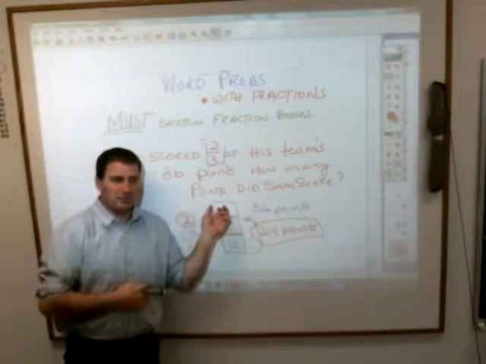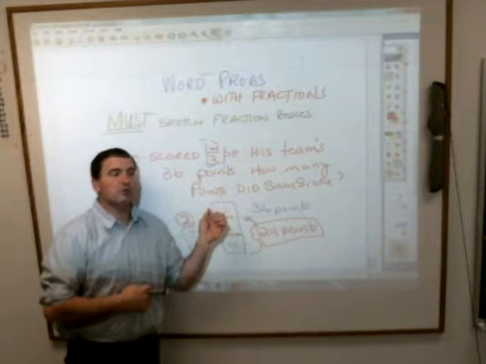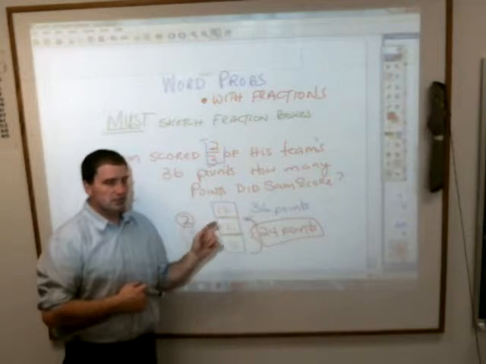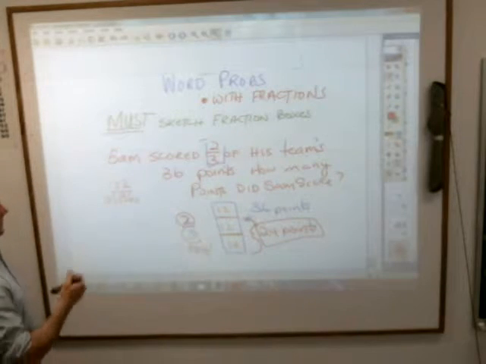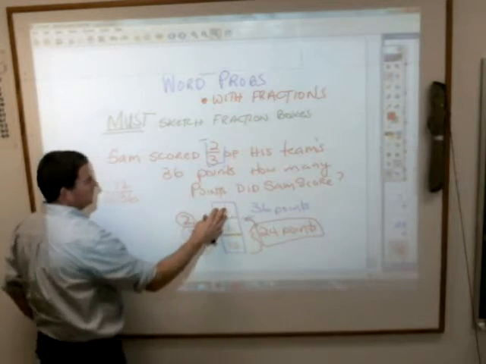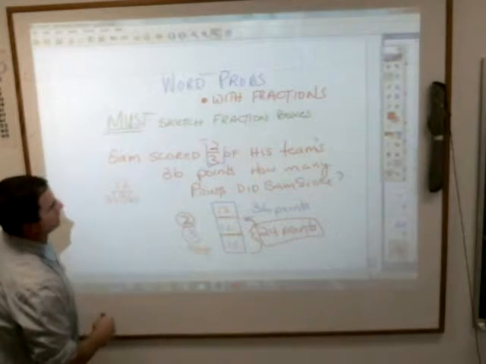What fraction of the points did the other people on his team score? What fraction is this right here? 1/3. So if Sam scored 2/3, the rest of the team scored 1/3. If he scored 24 points, the other one scored 12 points. And everybody was pretty much happy.